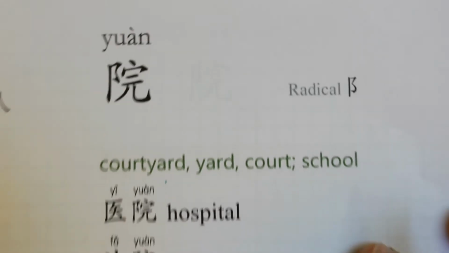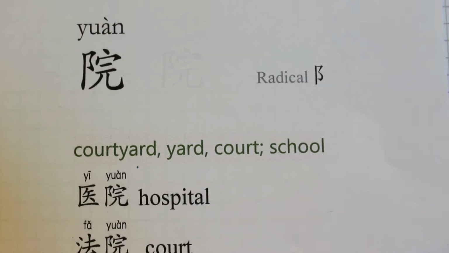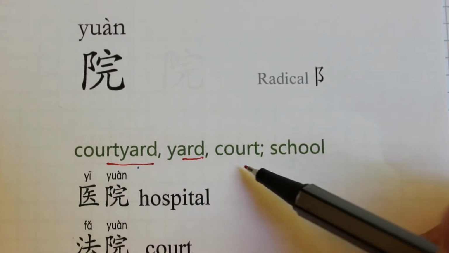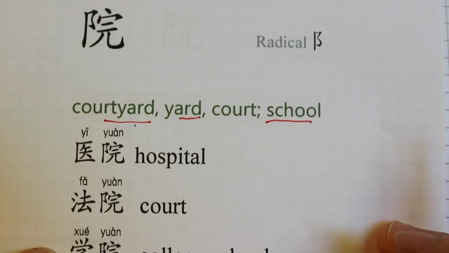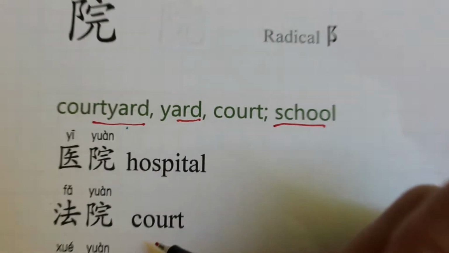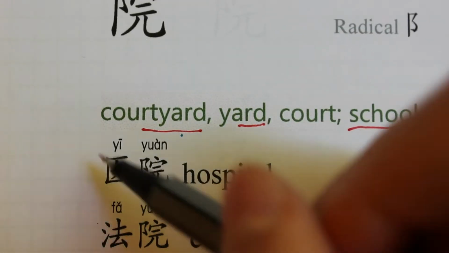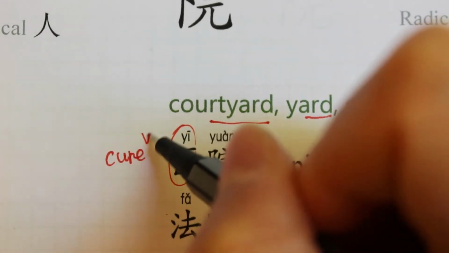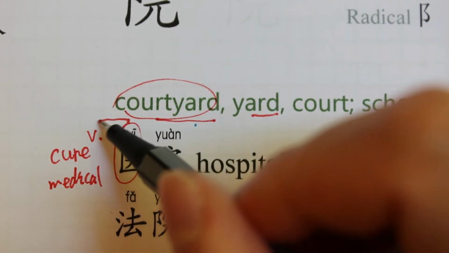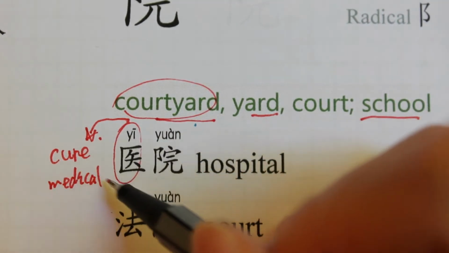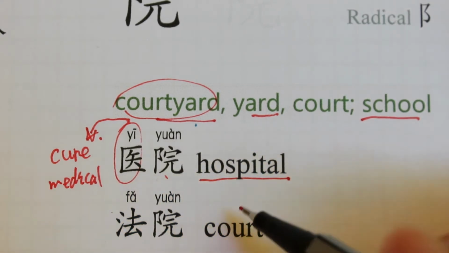有4画. The next character is 院, and it means the courtyard, the yard, the court, and sometimes it also means the school. Let's look at our first words today. It's 医院. 医, you have encountered so many times, right? 医 just means cure, used as a verb, or as an adjective it means medical. So the courtyard that cures others, that saves others' lives, is exactly the hospital.